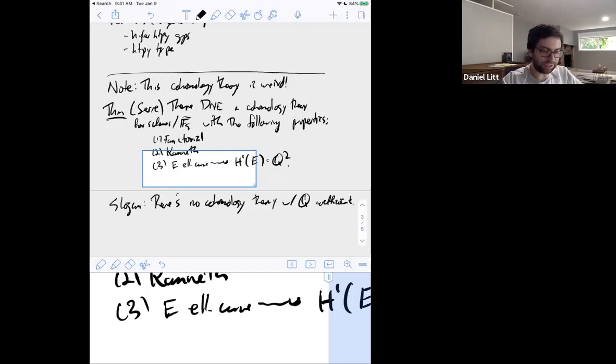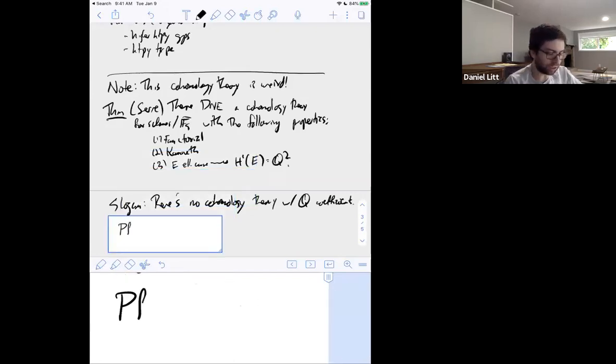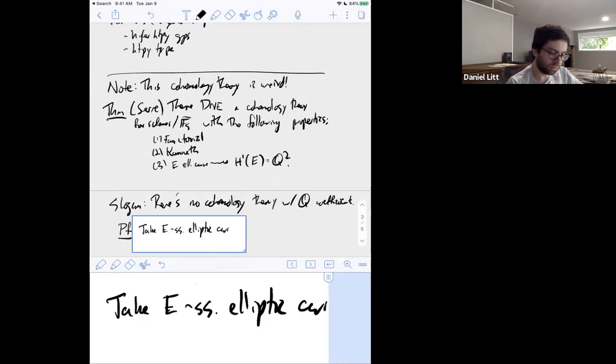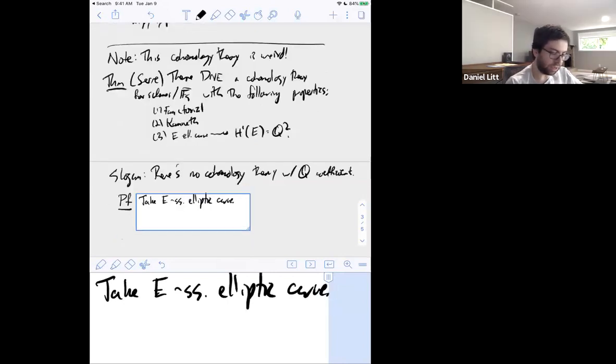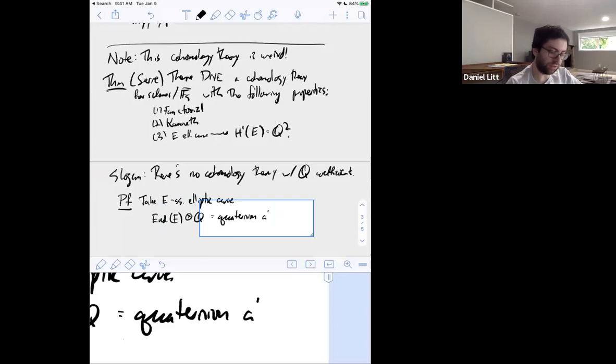Yeah, so does anyone have any idea of how you might get at this? So I'm just going to sketch the argument. The idea is to take E to be a supersingular elliptic curve. Then the endomorphism algebra of E, tensored with Q, is a quaternion algebra. So this is just a fact. If you haven't seen this before, it's okay.